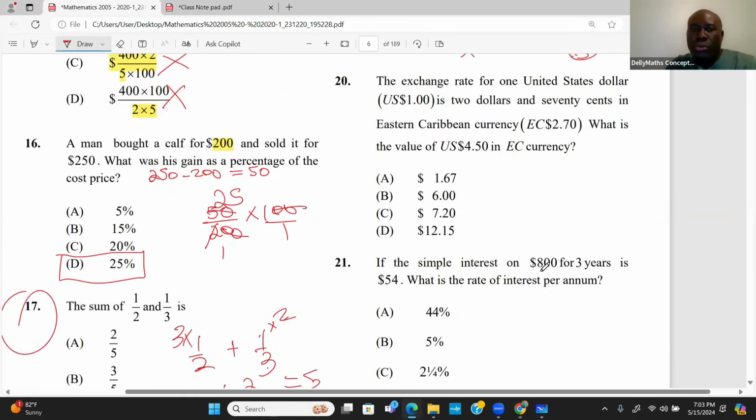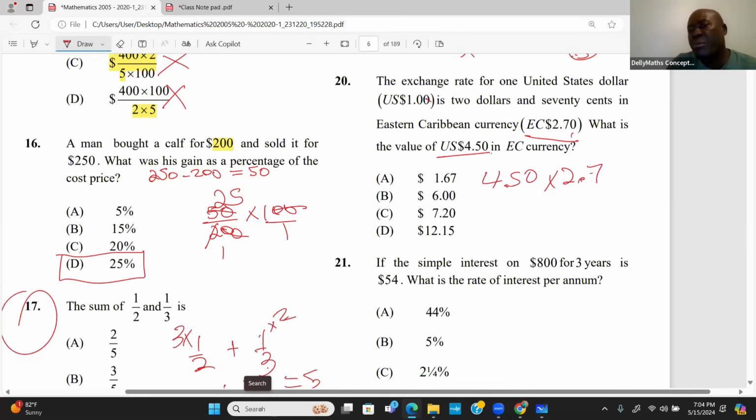Now, the exchange rate for $1 United States dollar is $2.70 Eastern Caribbean. Oh, they love to use this thing. Your question the other day was similar to that. What is the value of $4.50 Eastern? All right, so you have $4.50 US to Eastern. Remember, 1 US gives that amount in Eastern. So that means you need to multiply.